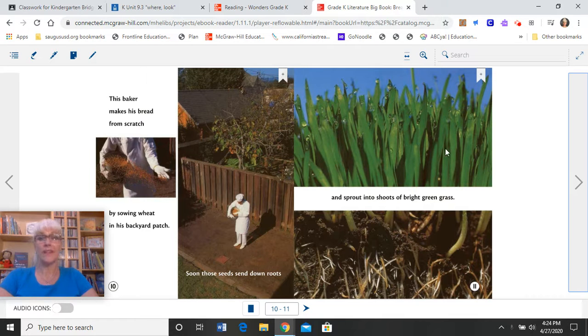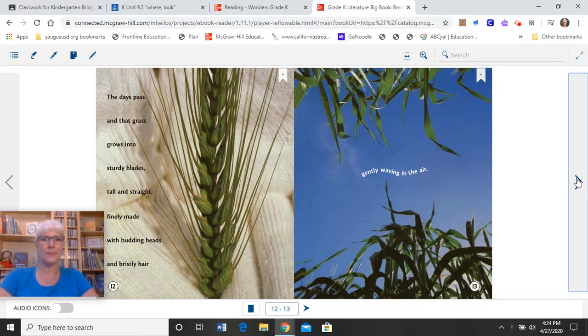This is a cool picture because what do you see up above? The sprouts of wheat. And what do you see below? The roots. Do you notice the words about the roots are down low and the words about the sprouts are up high? Isn't it cool that they put that much thought when they were putting this book together?